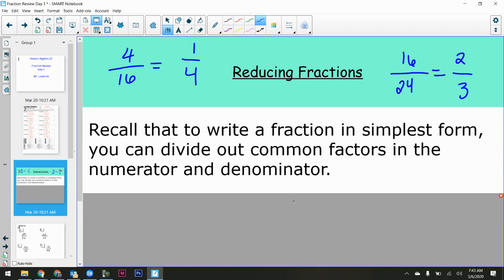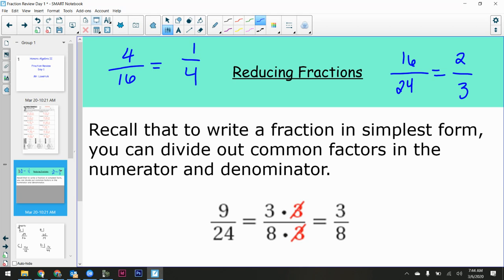Now, recall that to write a fraction in simplest form, you divide out the common factors in both the numerator and denominator, right? Now, is there a simpler way that we could do this? What happens when our numbers get really complicated? What happens when we can't really identify right away what our greatest common factor is?